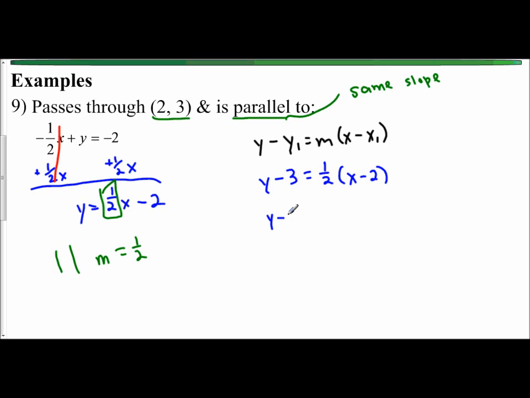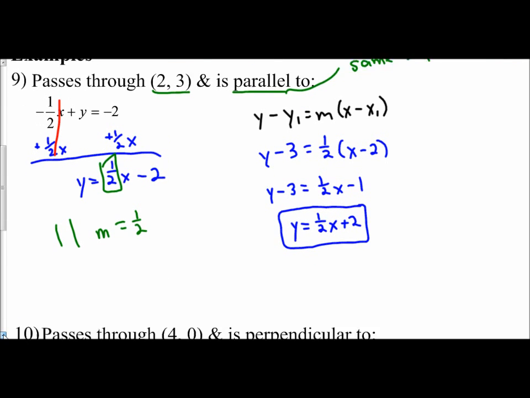So the first thing I do is distribute the 1/2, so I get 1/2 x. 1 times negative 2 is negative 2, divided by 2 is negative 1. And then I add the 3 to the other side to get 1/2 x plus 2. So the equation of a line that passes through (2, 3) and is parallel to negative 1/2 x plus y equals negative 2 is y equals 1/2 x plus 2. It goes through this point (2, 3), and it has the same slope. So that's parallel.